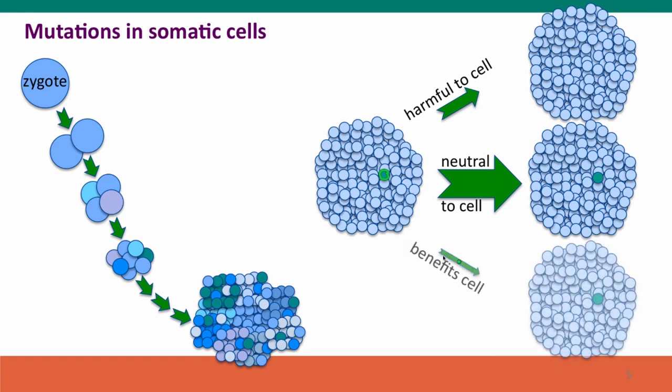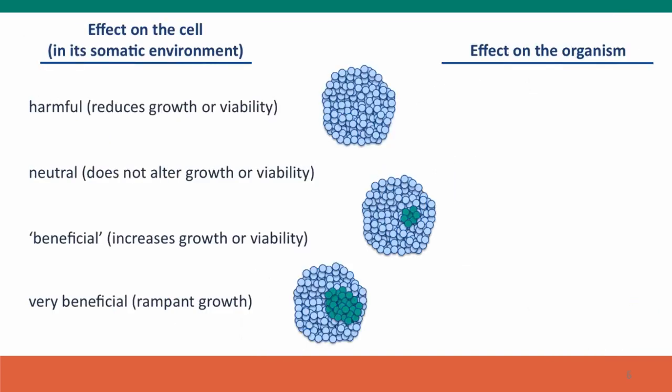If the mutation benefits the cell, increases the cell's ability to grow, then the cell's going to outgrow the cells around it, possibly even to their harm. Now, let's translate that into effects on the organism. If the mutation is harmful to the cell, it probably won't have any effects on the organism. And that's because the death of a single cell in a multicellular organism is usually an extremely trivial event.